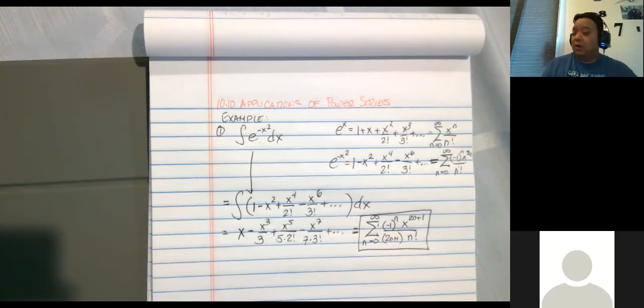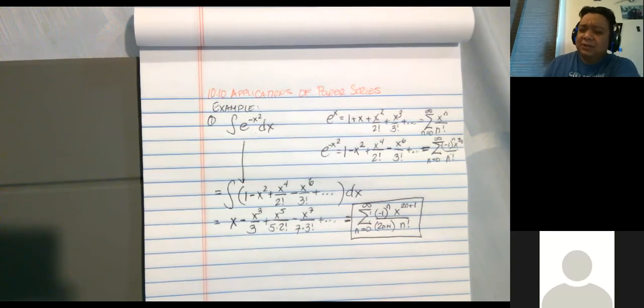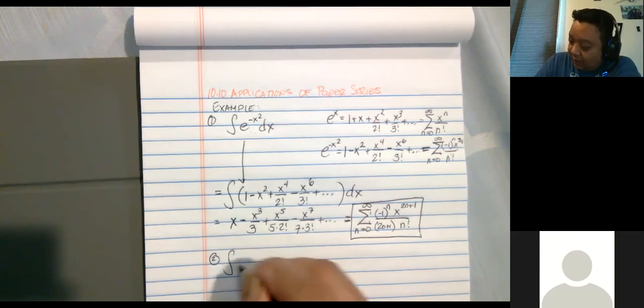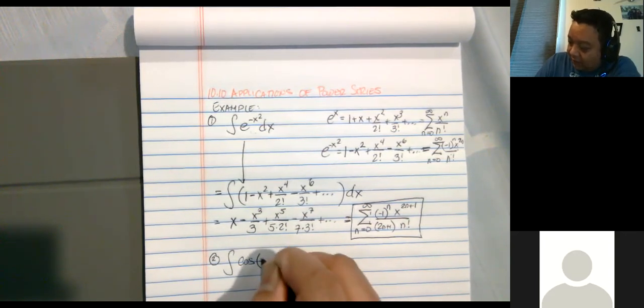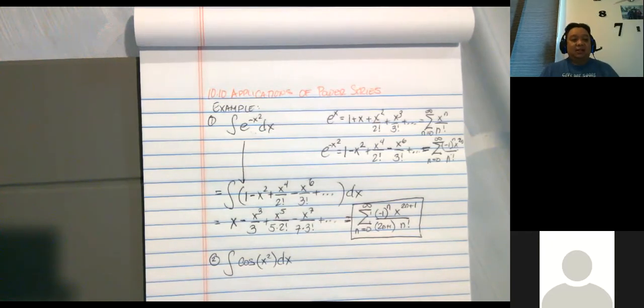All right, so I want you to try one. Another function that is not integrable in terms of the techniques that we do is this one. Example number 2: the integral of cosine x squared dx. Go ahead and integrate that.